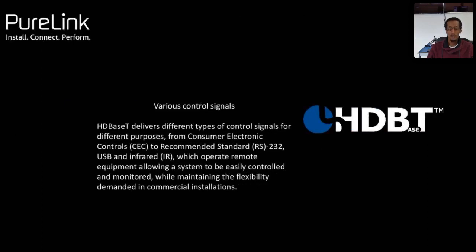Various control signals. We know that in a meeting room, in a control room, in most of our applications, we need control signals. We need to control the display, a speakerphone, and different devices in our room. So with HDBaseT, you don't have to run an extra RS-232 cable or an extra IR line. This can be sent over your HDBaseT connection. There is RS-232, there is IR, there is CEC, and there are many other control protocols which you can transmit over your HDBaseT line.